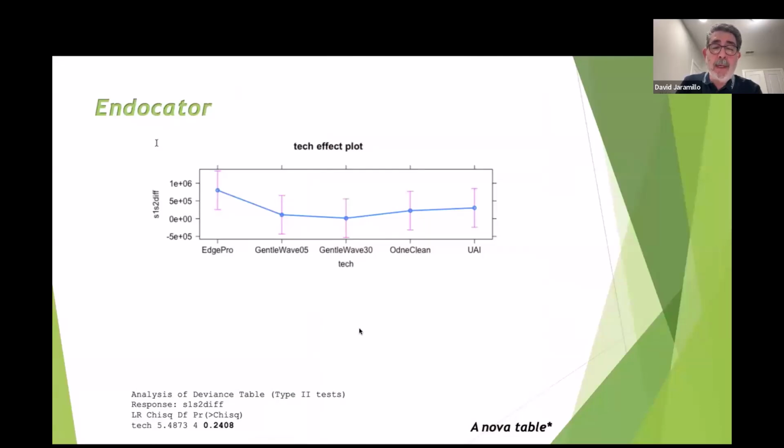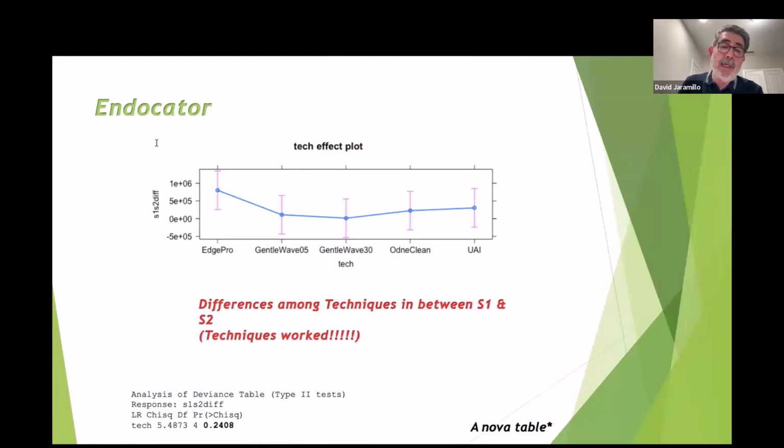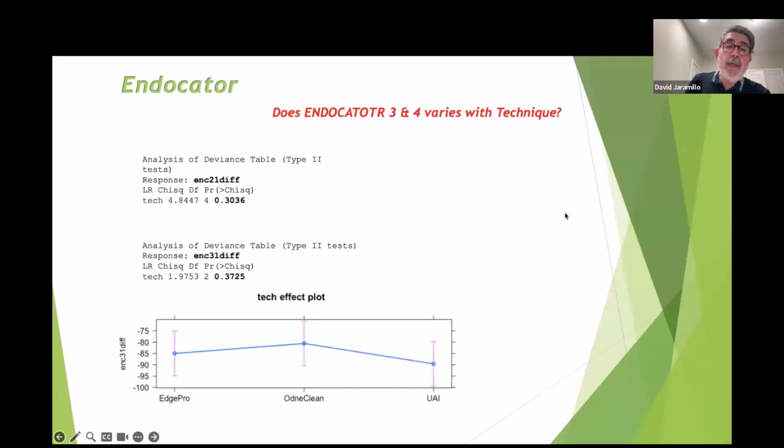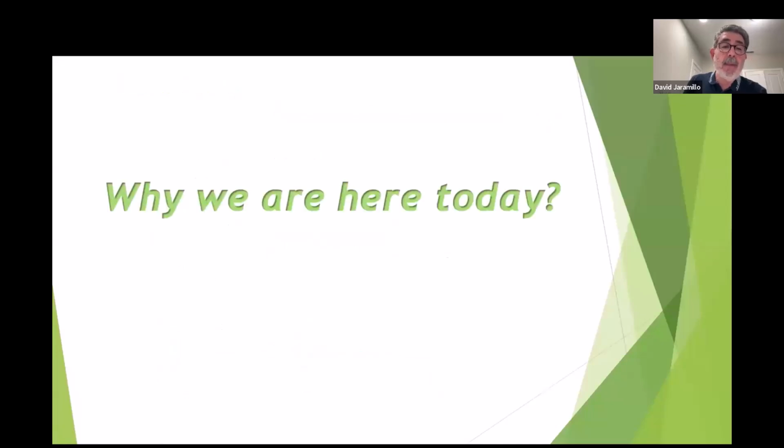So on the statistical analysis, there were differences between S1 and S2, obviously. So each one of the techniques we use works. And there was a statistical difference between GentleWave 0.5% and 3% on the clean, and ultrasonic towards the EdgePro. Was there a difference between the other techniques? No, there was not. They were very similar.